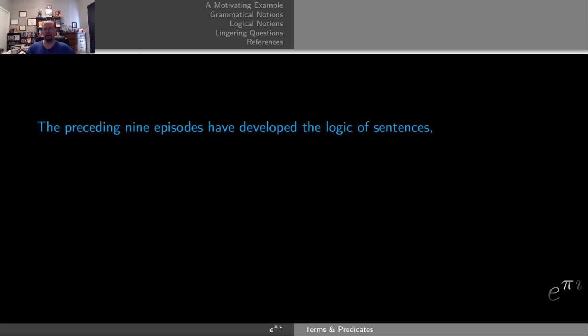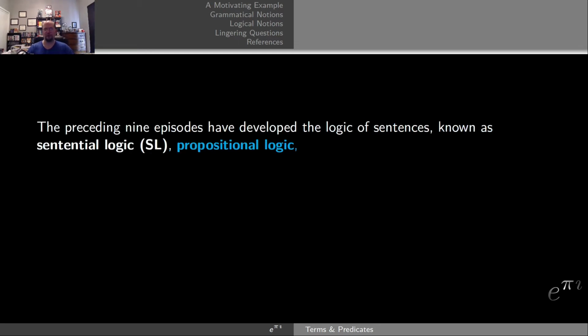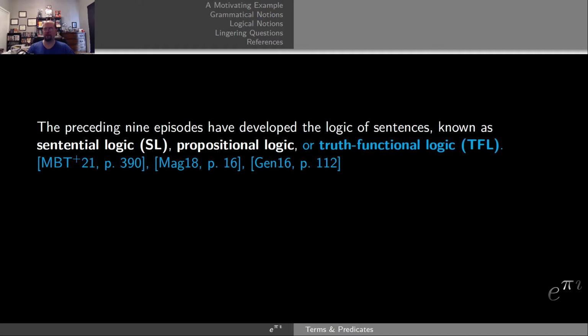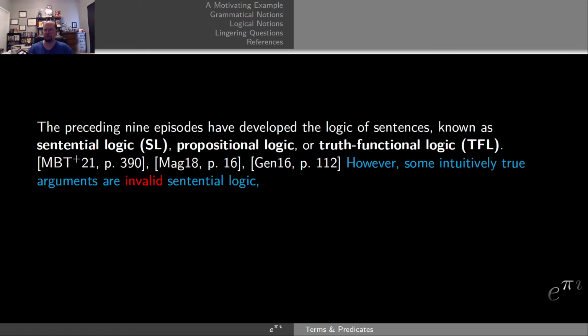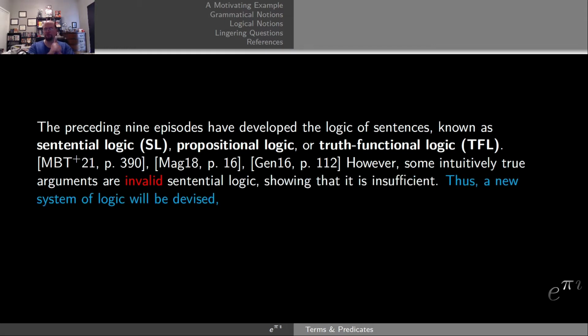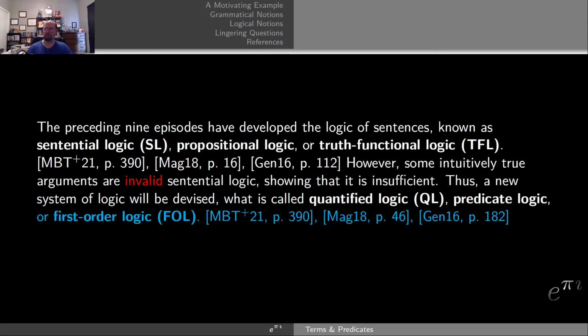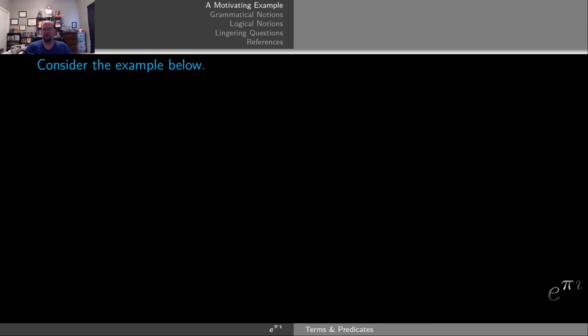The preceding 9 episodes have developed the logic of sentences, what's known as sentential logic, propositional logic, or truth-functional logic, in references such as the 2 versions of the Magnus book as well as the Gensler book. However, some intuitively true arguments are invalid in sentential logic, showing that it is insufficient, sadly. Thus, a new system of logic will be devised, what's known as quantified logic, predicate logic, or first-order logic in the same 3 references. To illustrate the problem with sentential logic, let's consider the example below.